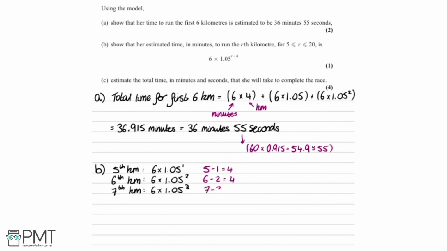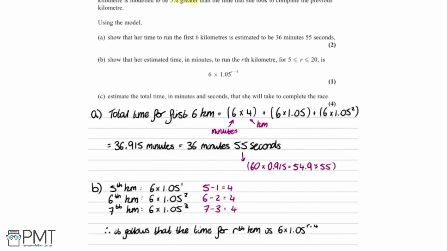And the 7th kilometre, we take away the power, and we get 4 as well. So we've basically shown it there. So therefore, it follows that the time taken for the rth kilometre is 6 times 1.05 to the power of R minus 4. And lastly, we're going to take a look at part C here.